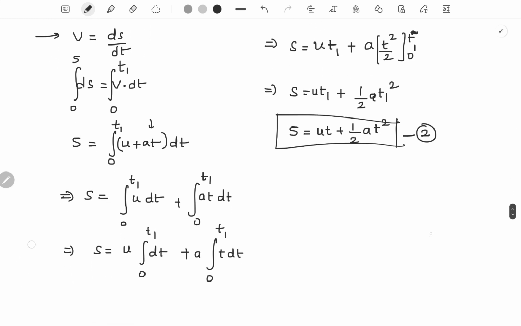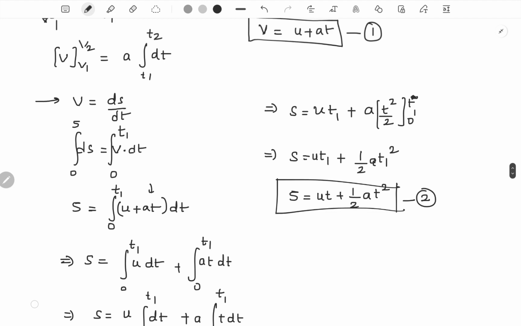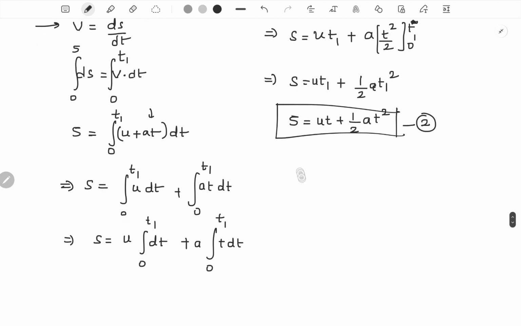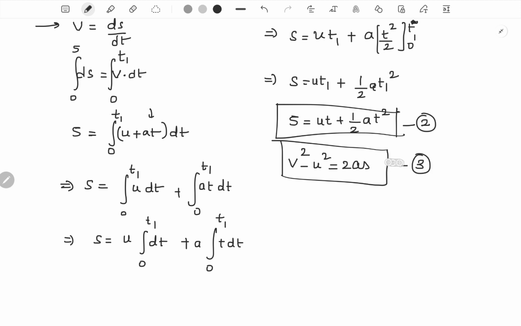Now just make one small observation. If we use both of these two relations and get rid of time t, we would basically get v square minus u square is equal to 2as, another relation. We can obtain this relation from the first and second equations by just getting rid of time t. Third relation.